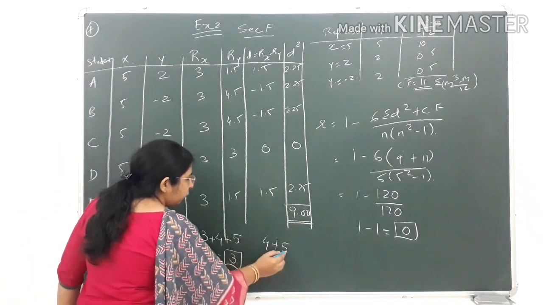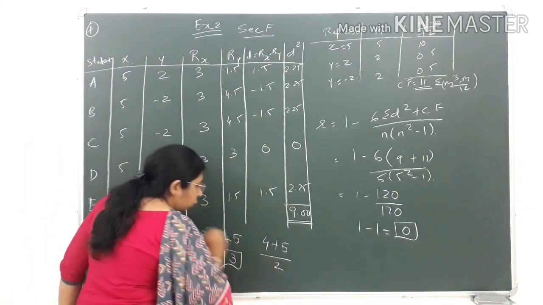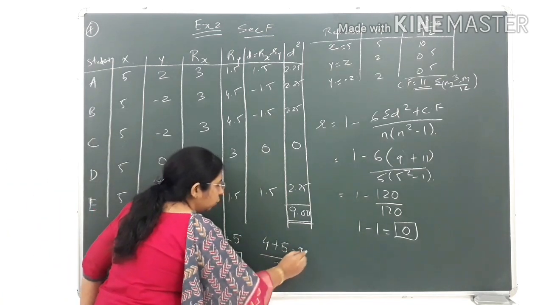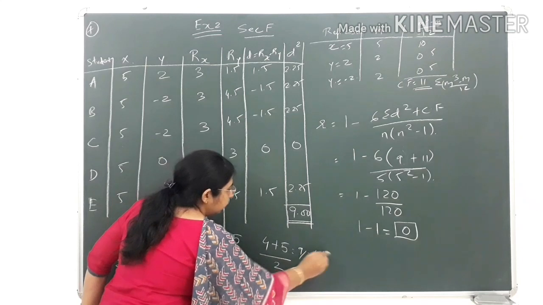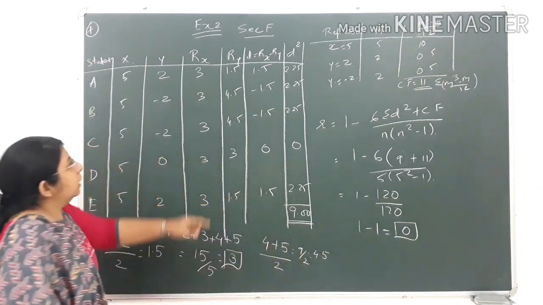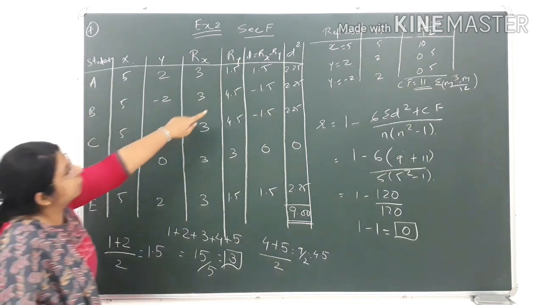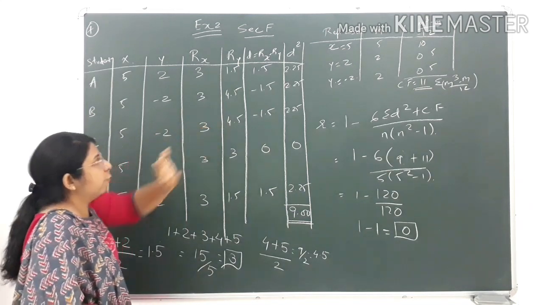So 4 plus 5, divided by the number of students, that is 2. So the average of 4 plus 5 would be 9 divided by 2. It means 4.5. So the next rank that you will be giving to the B and C students would be 4.5 and 4.5.